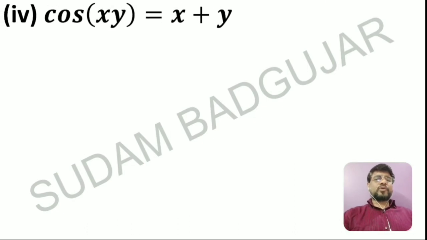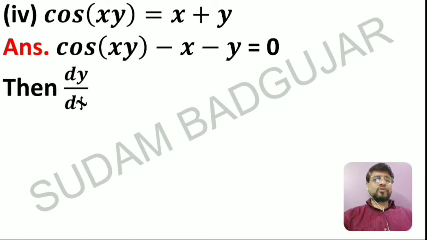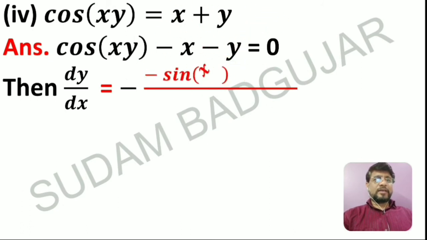Now next one is cos of xy is equal to x plus y. Again you have to transfer x and y to the LHS side. It becomes cos of xy minus x minus y is equal to 0. Then dy by dx is, what is derivative of cos? That is minus. See, dy by dx is equal to minus, then at numerator minus sin of xy into y minus 1. What is derivative of minus x? That is minus 1 minus 0 upon minus sin of xy into x.